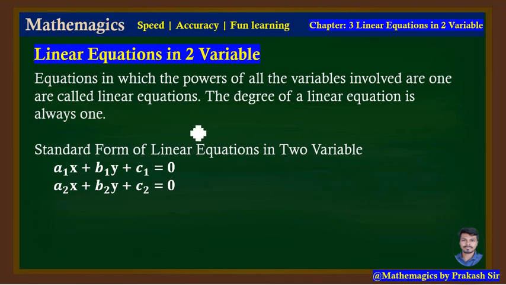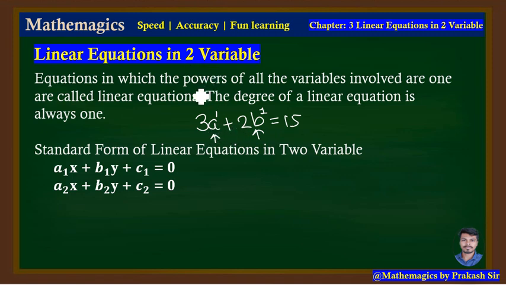Suppose I'm taking one example, 3a plus 2b is equal to 15. What are the variables here? The first variable is a and its power is 1. The second variable is b and its power is 1. It means the degree of the linear equation is 1. That's why this is called a linear equation.